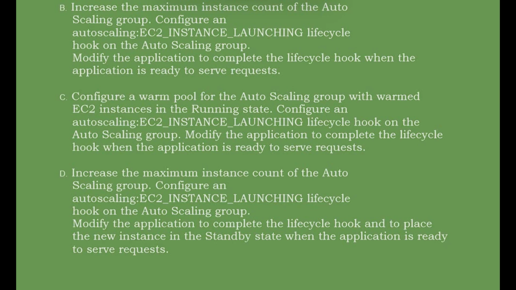Option D, increase the maximum instance count of the Auto Scaling group. Configure an autoscaling:EC2_INSTANCE_LAUNCHING lifecycle hook on the Auto Scaling group. Modify the application to complete the lifecycle hook and to place the new instance in the standby state when the application is ready to serve requests.